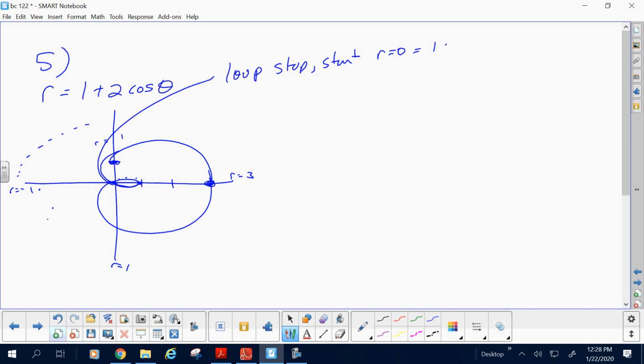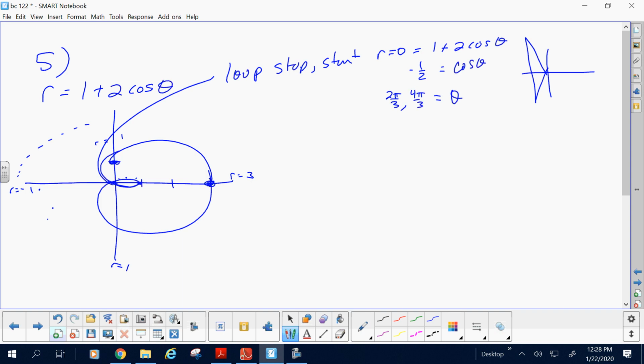So if 1 plus 2 cosine theta equals 0, then that's at cosine theta equals -1/2. Where is cosine -1/2? Is that pi over 3 or pi over 6, and in what quadrants is cosine negative? Cosine of 1/2 is pi over 3, and it's negative in the second and third. So what's a pi over 3 in the second? 2 pi over 3, and in the third? 4 pi over 3. All right.